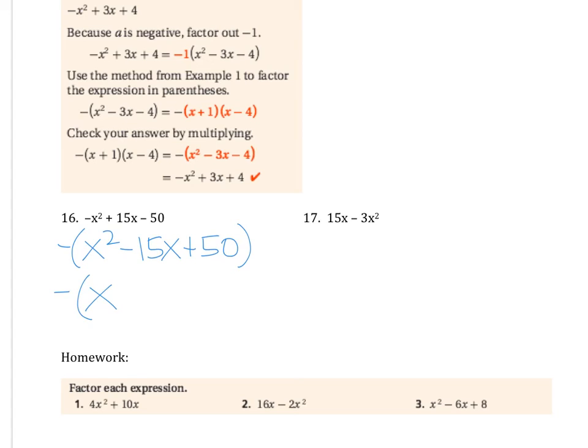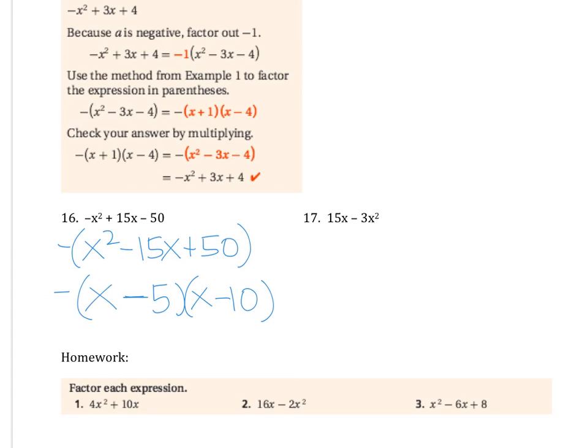Two factors of 50 whose difference is 15. I'm sorry. Let me rephrase that. It's a minus plus, so there are 2 minuses. Apologize. So I'm looking for 2 factors of 50 added together give me 15. And that would be 5 and 10.